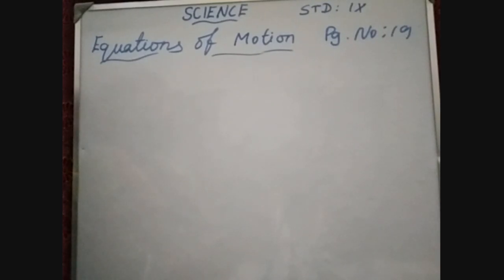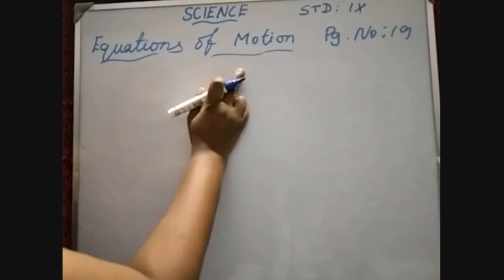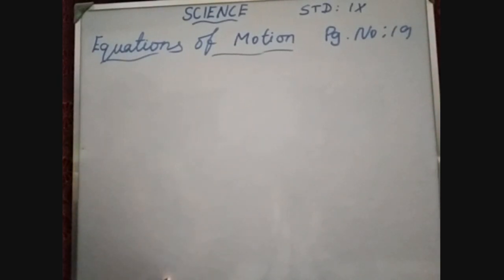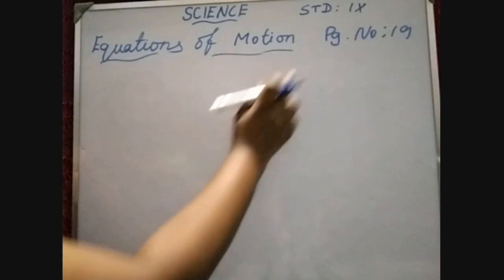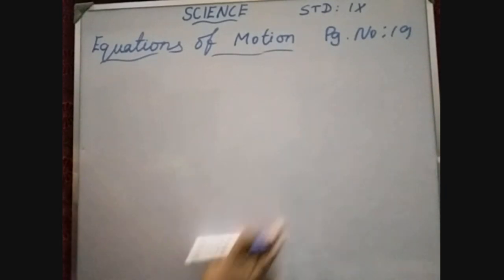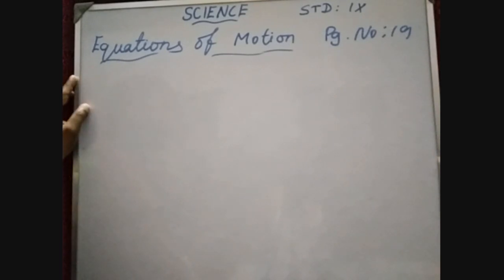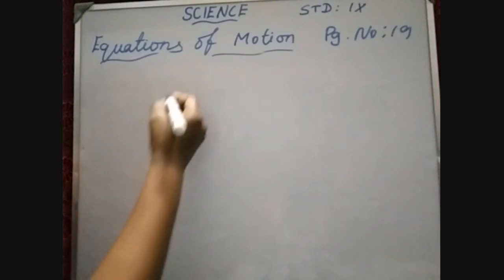Hi everyone. Now we are going to learn about equations of motion by graphical method. This one is given in page number 19 in your textbook. We are going to derive these equations of motion by graphical method. We are going to draw a graph.